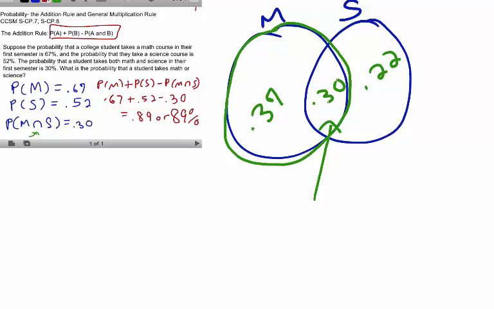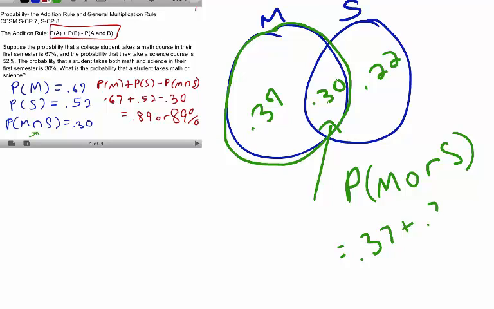From here, to find the probability of math or science, we would simply add up our decimals, 0.37 plus 0.30 plus 0.22, which again equals 0.89.